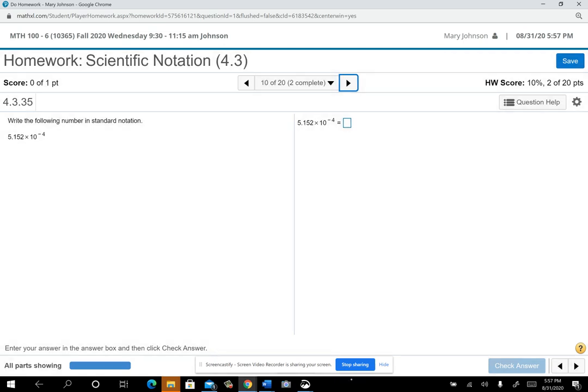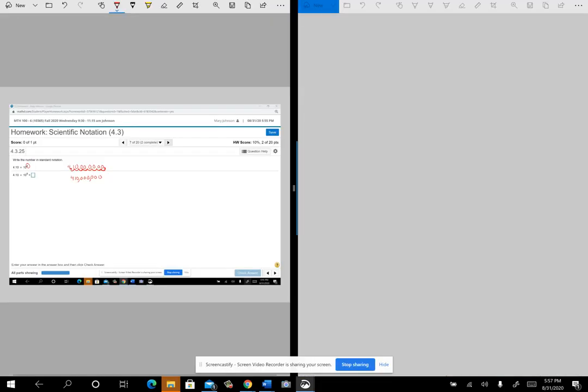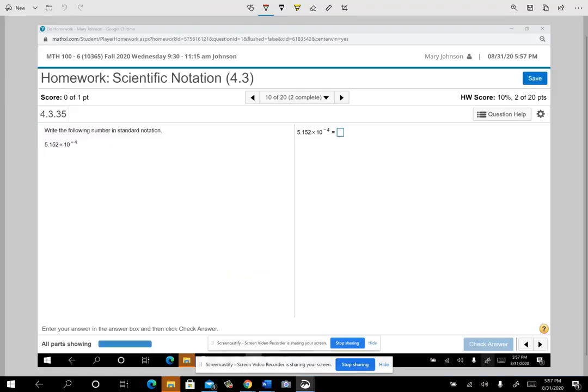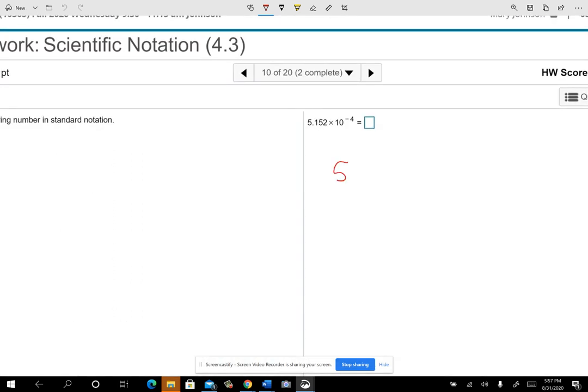All right, so let's look at this one. I just picked a few from the homework that people typically struggle with. All right, so I'm trying to go to standard notation. So I'm going to write this 5.152. The negative means I'm going to have a smallish number. So I'm not going to move the decimal to the right on this one. When I move it 4 places, I'm going to go 1, 2, 3, 4 and put the decimal there. And that means I'm going to fill in these spots with zeros. So I'm going to have 0.1, 2, 3, 5, 1, 5, 2. Don't forget to include all of those.